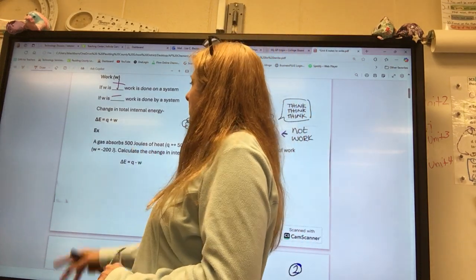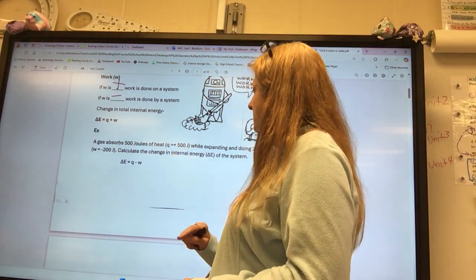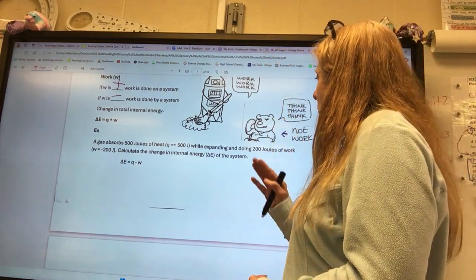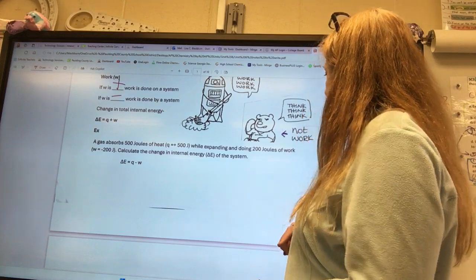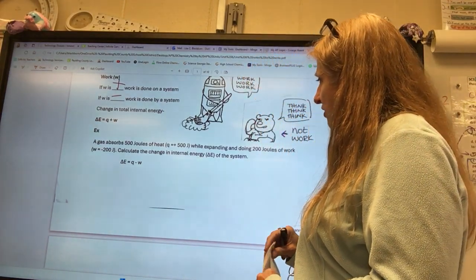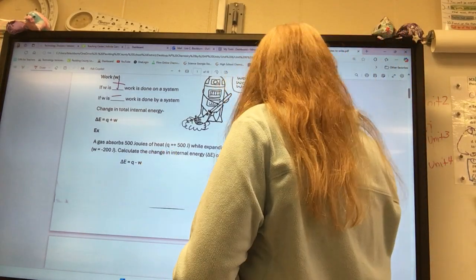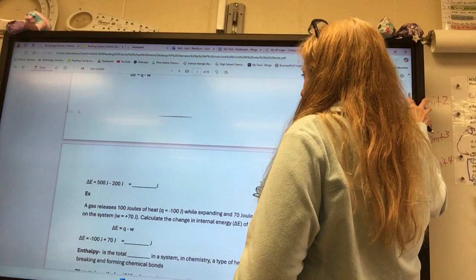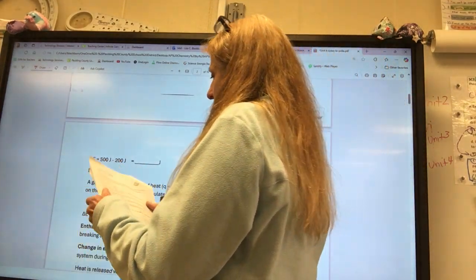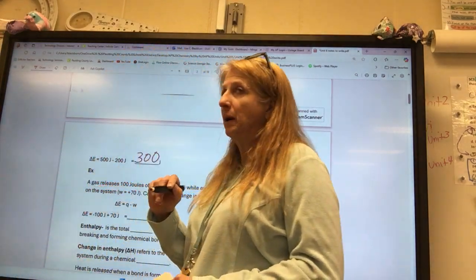Okay, so here's our example problem. A gas absorbs 500 joules of heat, so Q equals plus 500, while expanding and doing 200 joules of work. So work is negative 200. Calculate the change in internal energy, delta E, of the system. Delta E equals Q minus W, that's our formula. We just plug our numbers in, and 500 minus 200, I can do that one in my head. It's 300 joules, and it's positive.